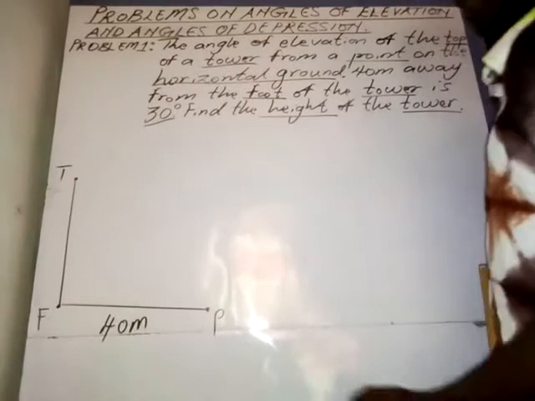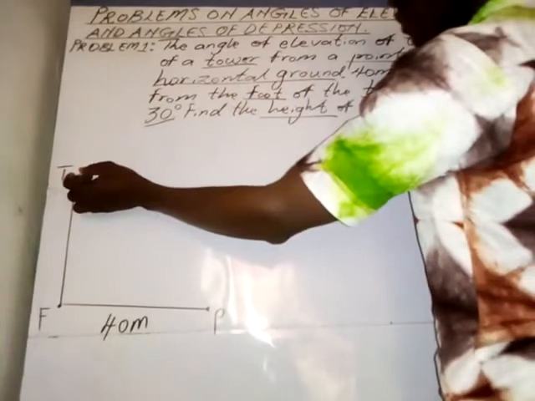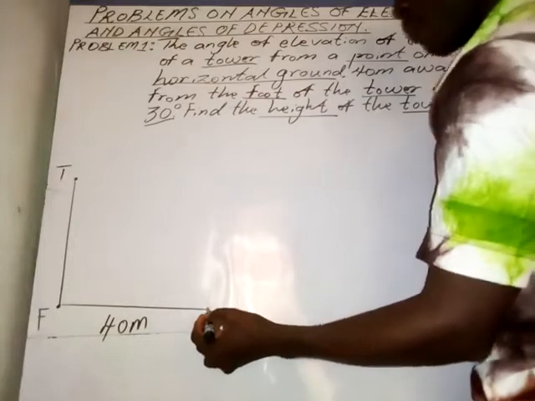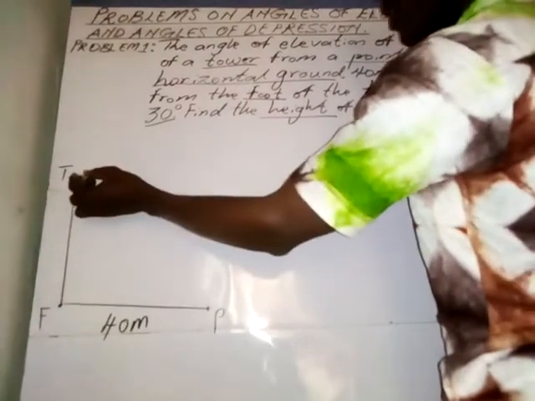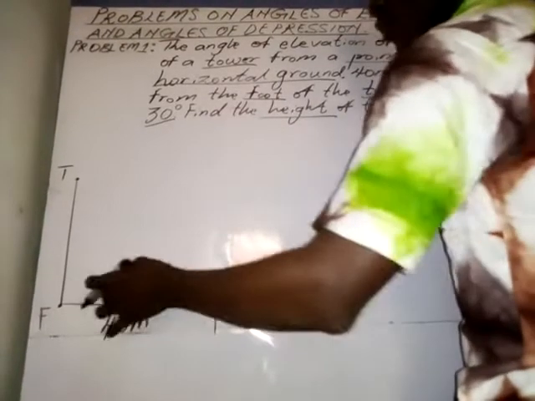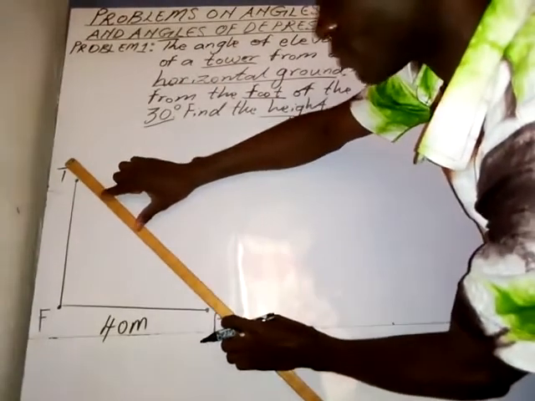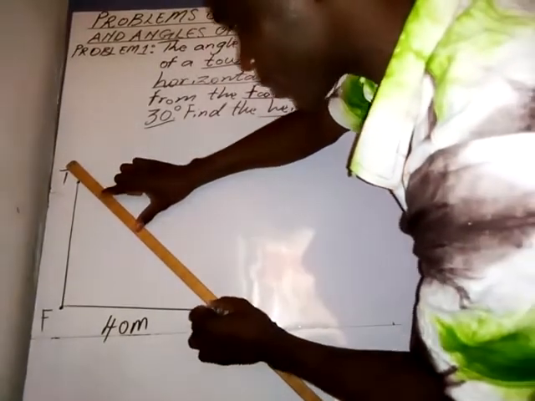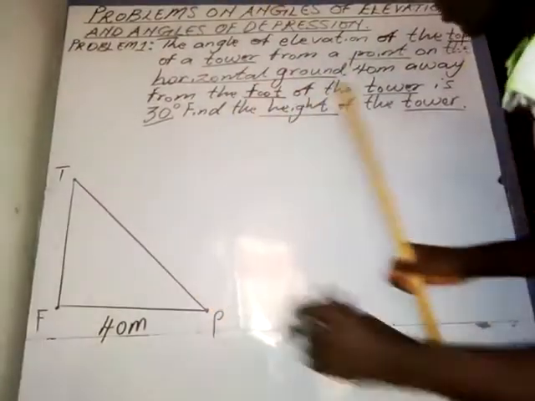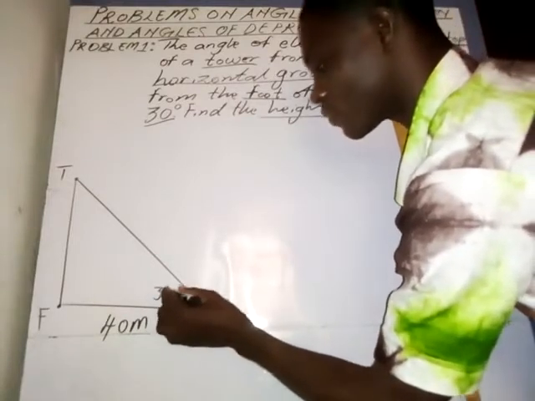When we talk about the angle of elevation, we assume that somebody is here looking at the top of the tower. Normally the line of sight is supposed to be this line FP, but he's looking at something on the top of the tower. So therefore it makes an angle of 30 degrees with this horizontal line. Before we put the angle there, we have to join PT together like this. So the angle of elevation is 30 degrees. We put the angle here.